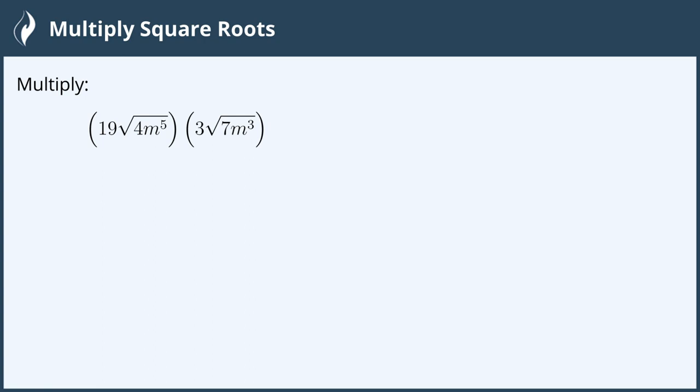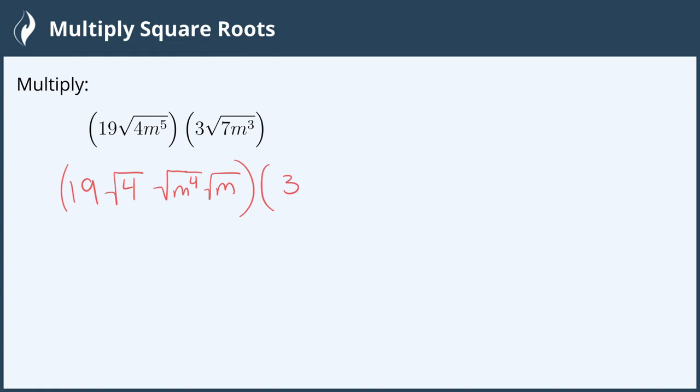Let's go ahead and see if we can simplify anything inside the radicals. 4 is a perfect square, so let's break it out. So we have the square root of 4. M to the 5th is not a perfect square, but we can separate it out so we get m to the 4th. And we have one more m left under the radical to make 5 of them. And don't forget our 19 out front. And this is being multiplied to 3.